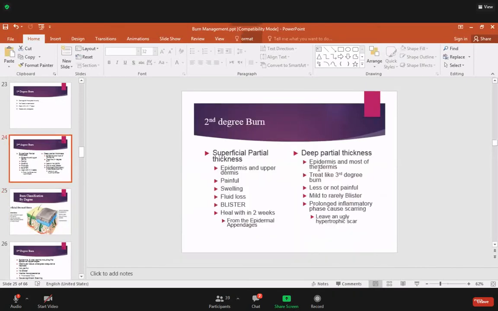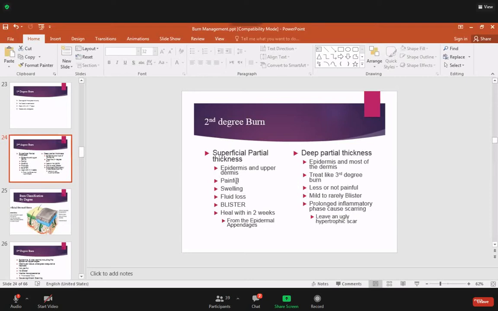But in the deep partial thickness burn, most of the epidermis and the dermis is lost. The patient is presenting to you with a burn, but he's not in too much pain. There is no blistering. And if you see such a patient, you have to take it as a third degree burn. You have to treat it like a third degree burn: remove the external covering, do adequate dressing, fluid replacement, all the things, and try to reduce the inflammation as much as possible.